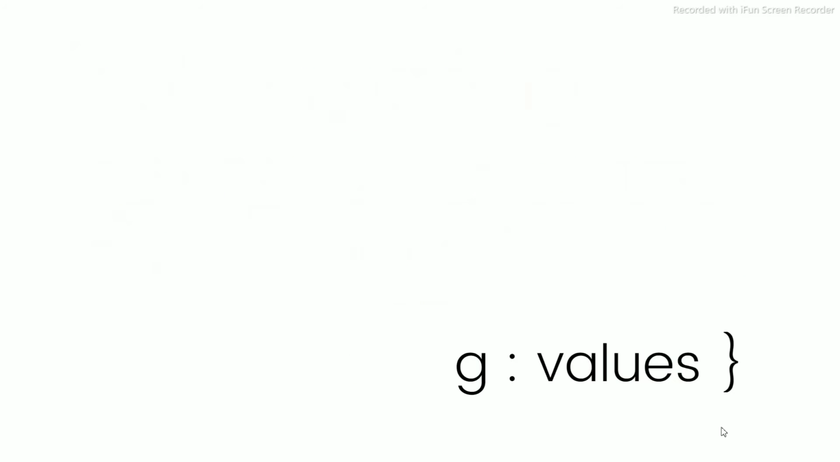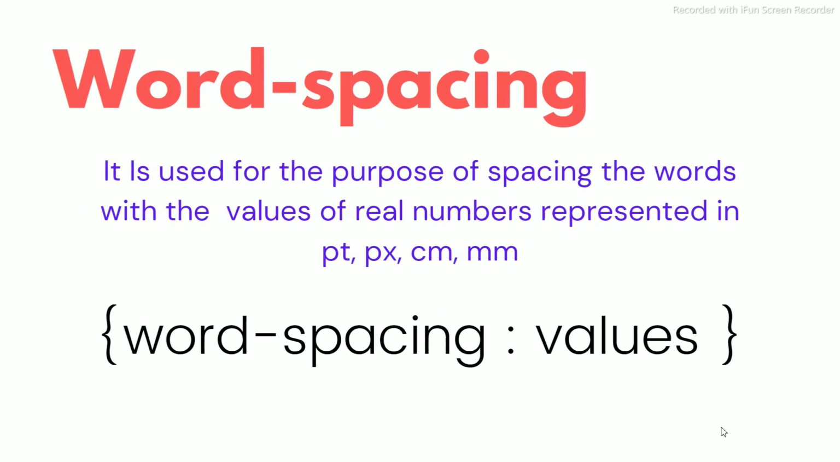Next we are going with the word spacing. When we are using the word spacing, there is a gap which is created between the words. If we allot 10 pixel of word spacing, then if we write hello world, there must be a 10 pixel gap between the hello and world. This is how word spacing works.